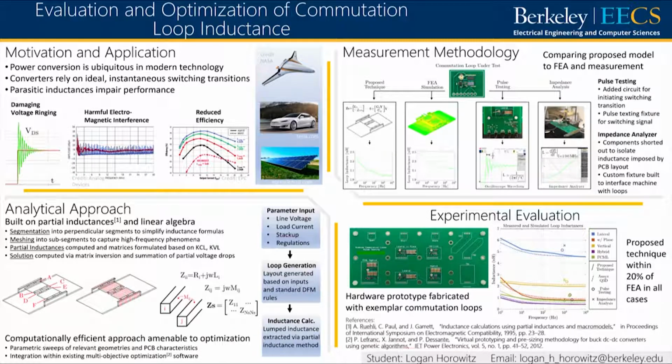I have developed an analytical approach which takes the physical design of the converter and converts it to straight perpendicular segments, as shown in the bottom left quadrant. It then divides these down further into a fine mesh and uses Maxwell's magnetism equations to extract an overall parasitic inductance simply from the geometry of the design.